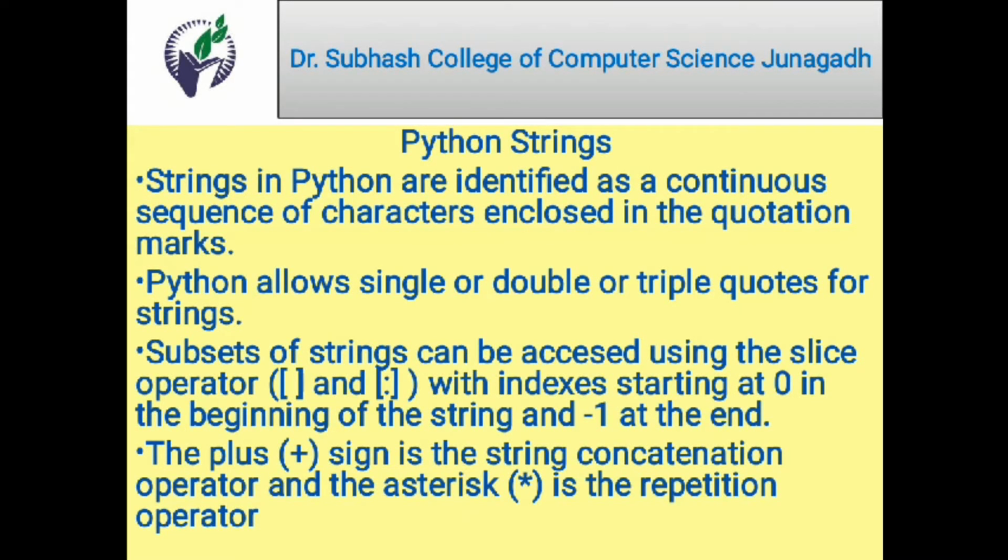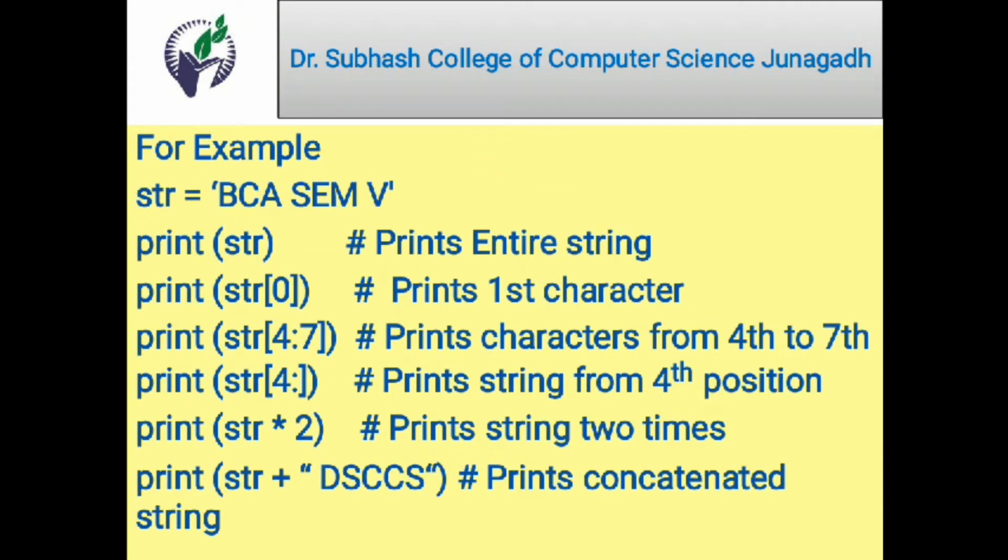Let's see one example for this. You should open a new file in a Python script, save it and type this code entirely. Here str is the variable. We have enclosed the sequence of characters BCS blank SEM blank 5 in single quotes. This string is stored in the variable on the left hand side, str. Str is a variable of type string.